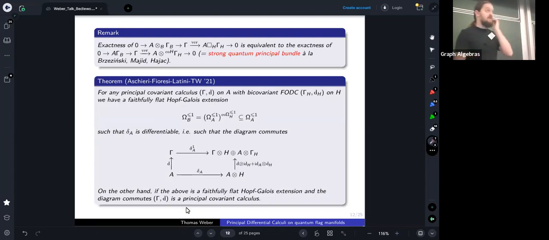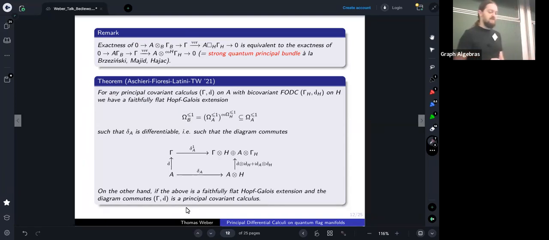Some comments on the definition of a principal covariant calculus. We are not the first people to do this. There's a much older story about strong quantum principal bundles. And I mentioned at least 3 names here, Piotr being one of them. So there's a very similar sequence that I wrote here that one can show that in the faithfully flat case is the same as ours. So those two notions coincide.